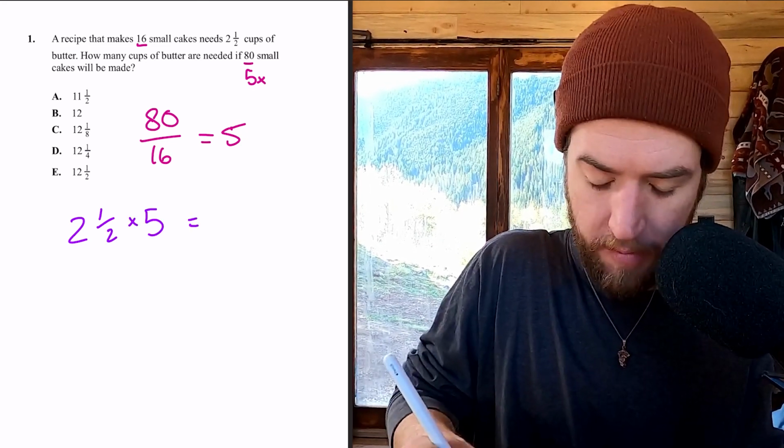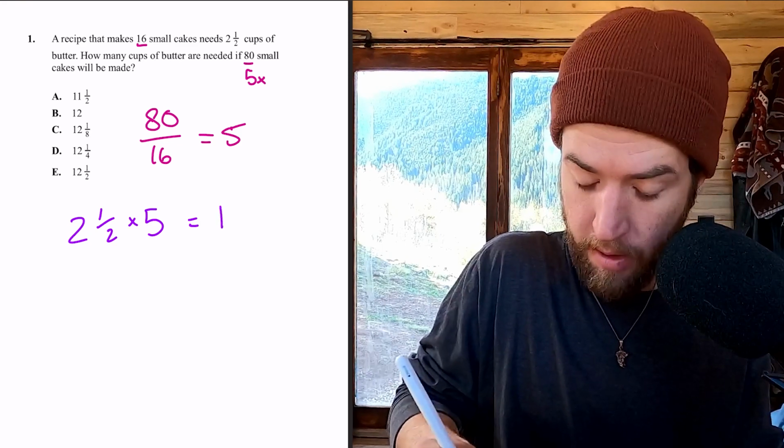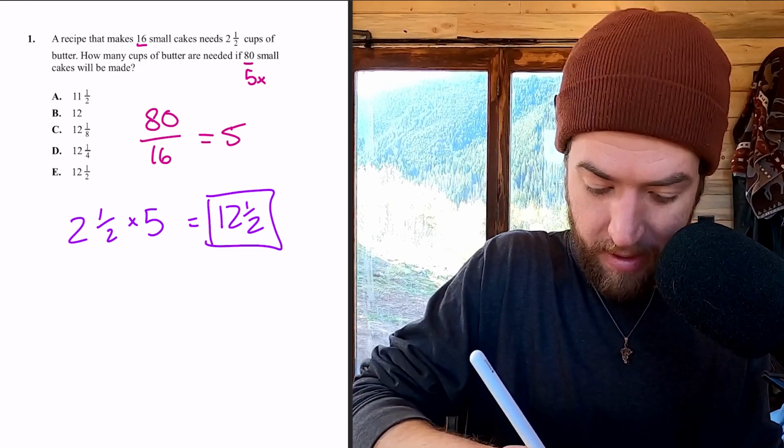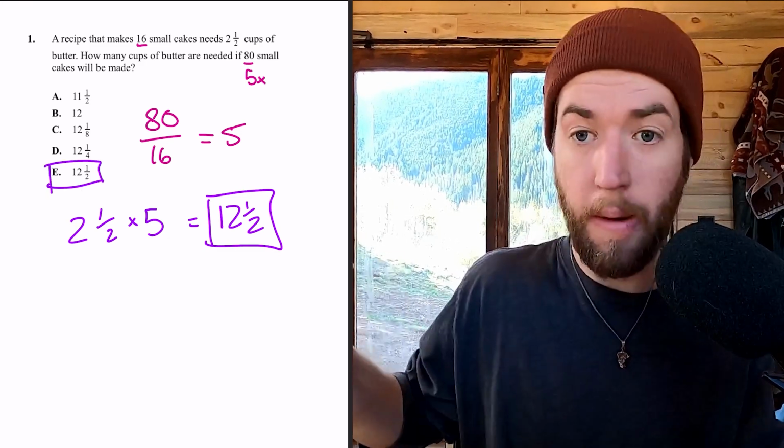So 2 times 5 is 10. A half times 5 is 2.5. So we have 12.5 total cups of butter needed. That's a lot of butter. But hey, that's what makes pastries good. On to the next.